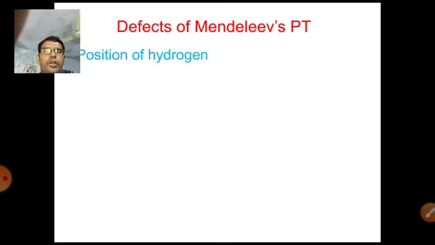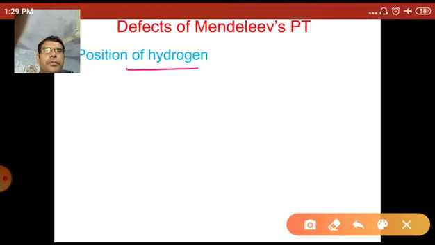Now, what are the defects? What were the defects in the Mendeleev periodic table? Why was the Mendeleev periodic table discarded by chemists? What are the reasons? The defects of the Mendeleev periodic table. The first defect is the position of hydrogen. Mendeleev did not give a suitable position for hydrogen.